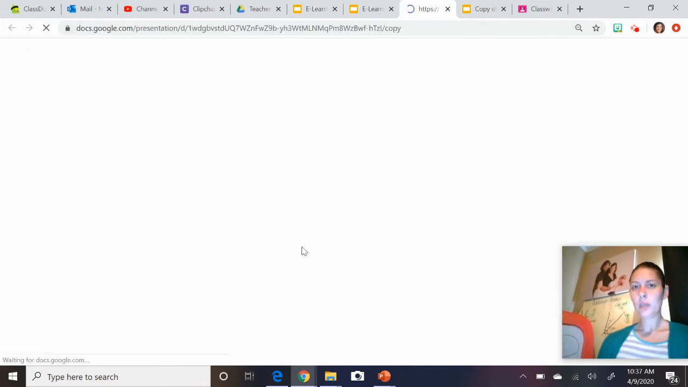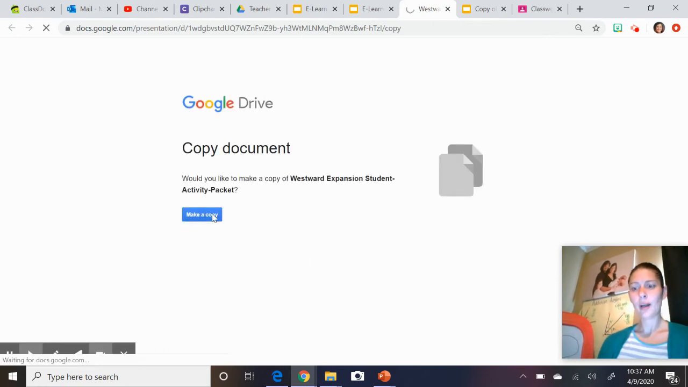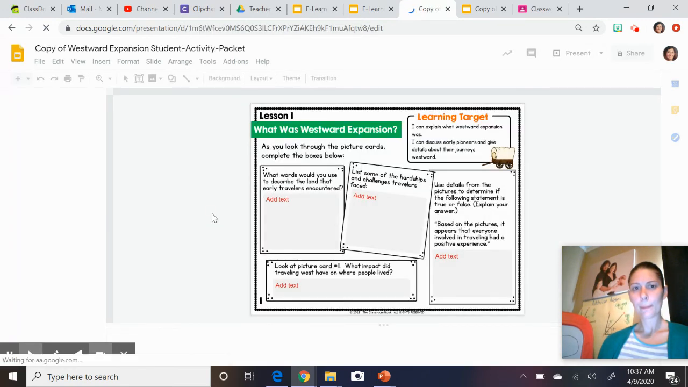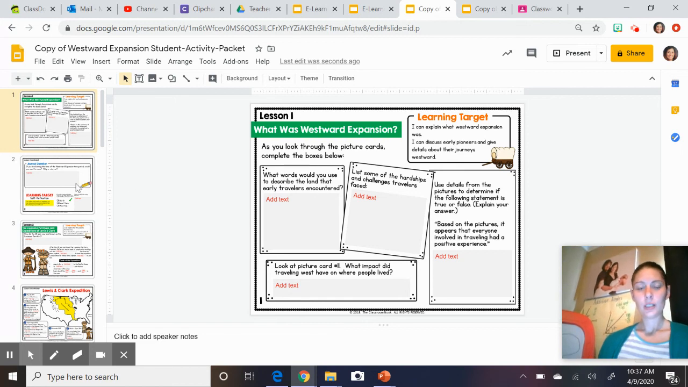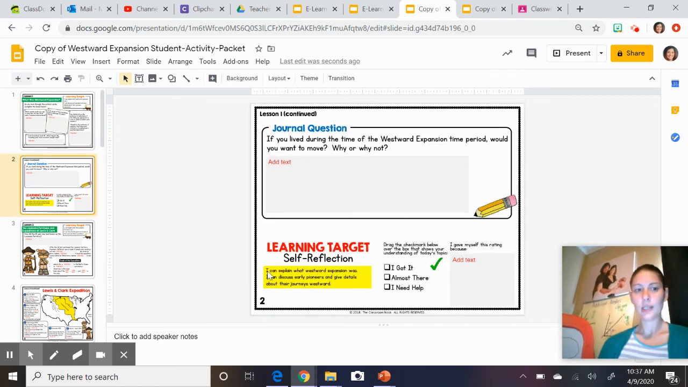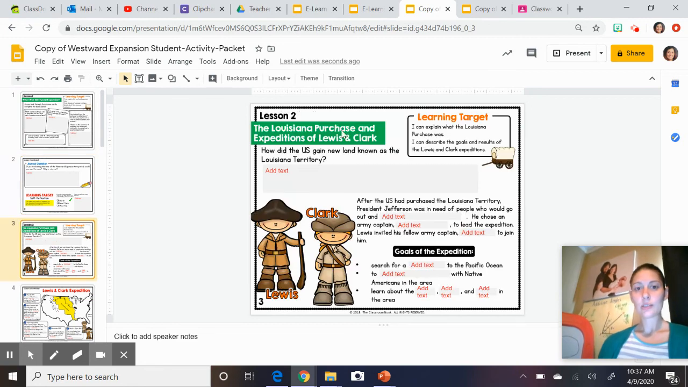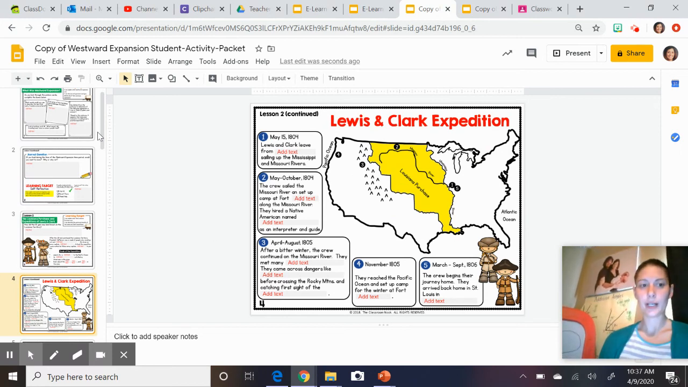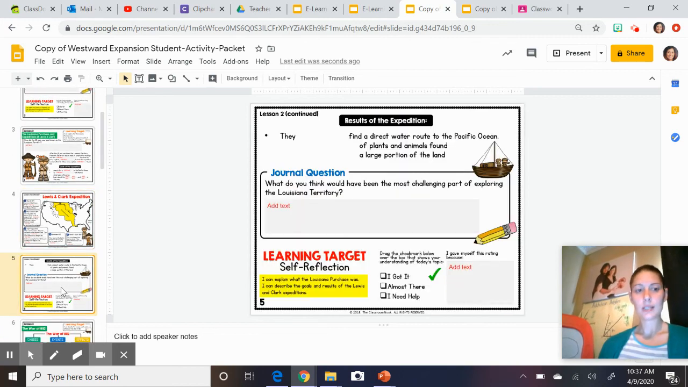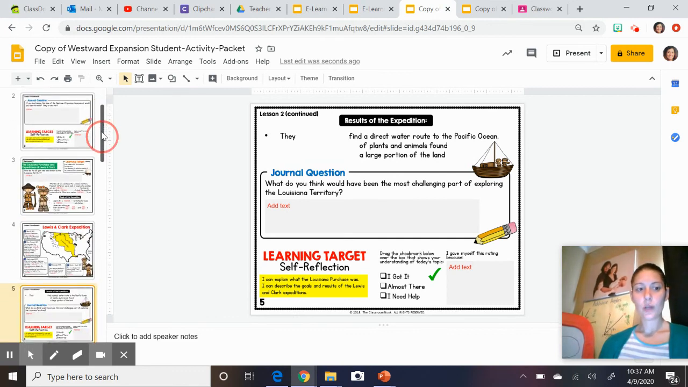When you open your independent practice, you're going to make a copy and you're going to do lesson 1. So you're going to answer these questions here. We're going to do this next page. You're going to answer these questions here on page 2. You're going to go to lesson 2. This is lesson 2. You're going to answer these questions. And then this is lesson 2 here. You're going to fill in the blanks there. And then the last one is slide 5, and that's just your journal question. Make sure you answer all of that. So you're going to do slides 1 through 5, okay?